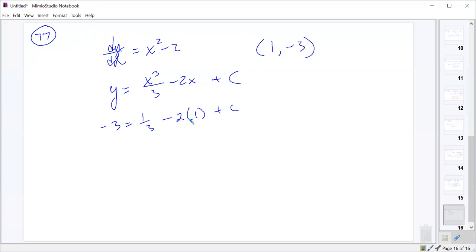And what do we get? We get -3 plus 2 is -1, minus that is -4/3 for our constant. So it should be y equals x cubed over 3 minus 2x minus 4/3, which looks like that's choice D. Everybody good there with 77? Any questions on 77?